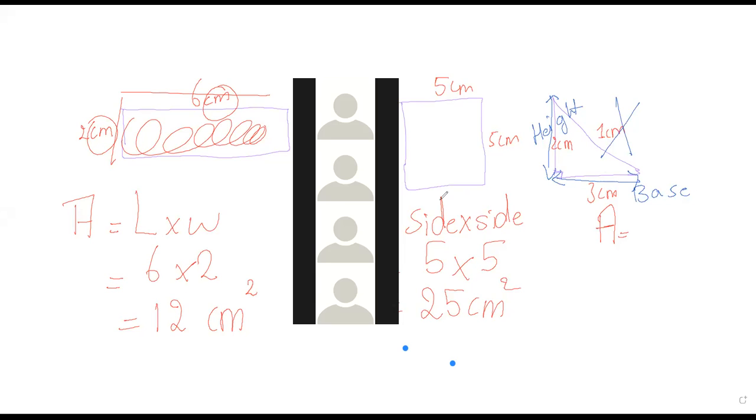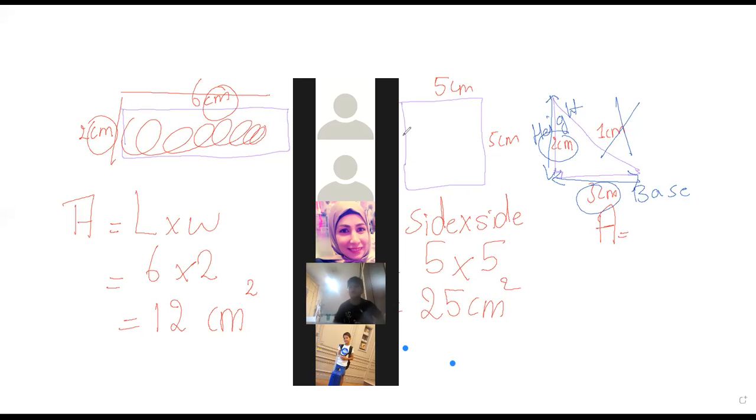So how do we find the area? 2 times 3, bravo, we multiply height by the base. 2 times 3 is 6. But we still have one more step in the triangle. What's half of 6? Bravo. Half of 6 equals 3, because we said the triangle is half of a rectangle.